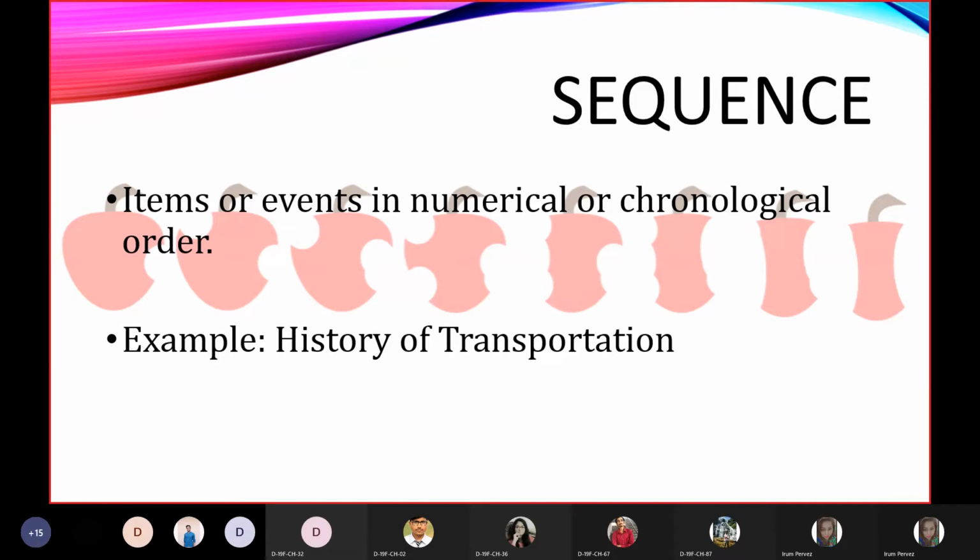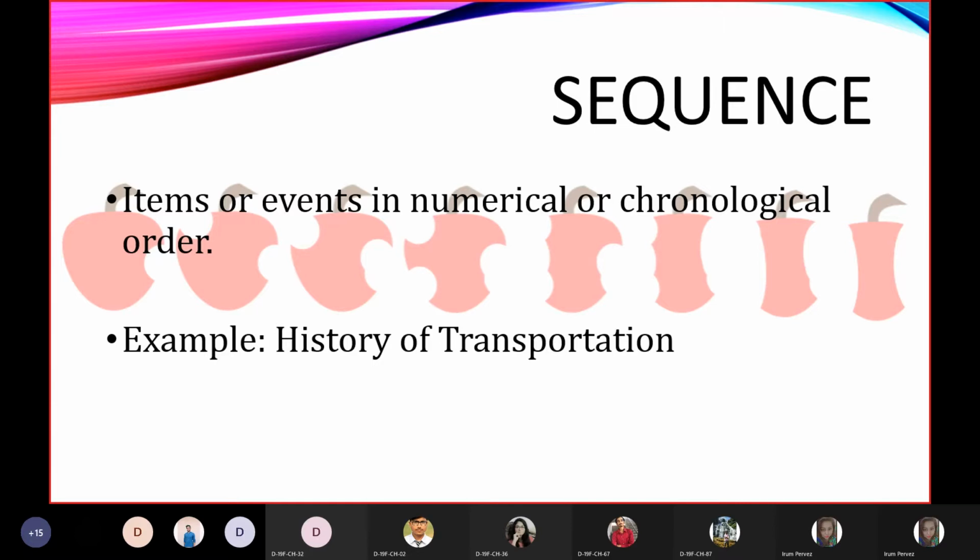Chronological means in the way it happens, right? In a sequence, one thing happens first, then the second thing, then the third thing, then the fourth thing. Chronological means in the order something has happened. So in research writing, you would be writing your research procedure in sequence form. How did you conduct your research, how did you analyze your data, how did you collect your data? All these things are supposed to be written in sequence.